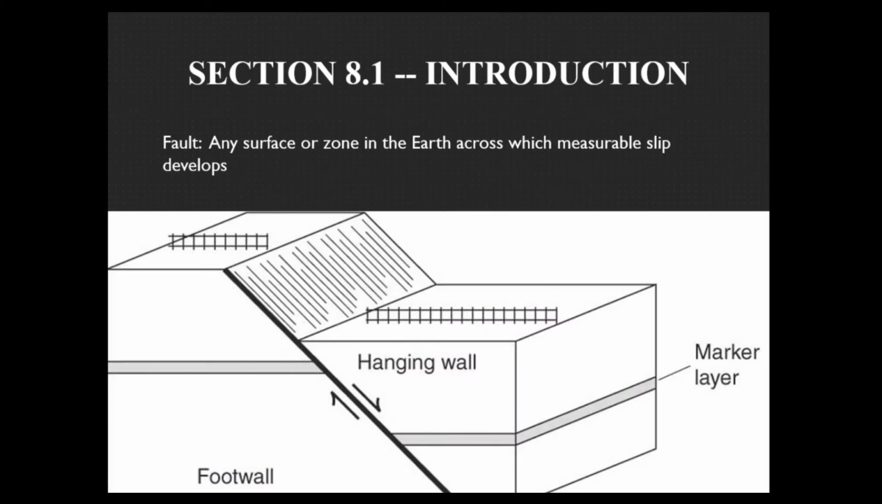Now, first we want to cover some terminology to make sure that we understand what the different things involved in a fault are and what the different types of faults are. A fault is any surface or zone in the earth where measurable slip develops. So the rock is broken and there's been movement along that break. So different than the joints that we were looking at last chapter.